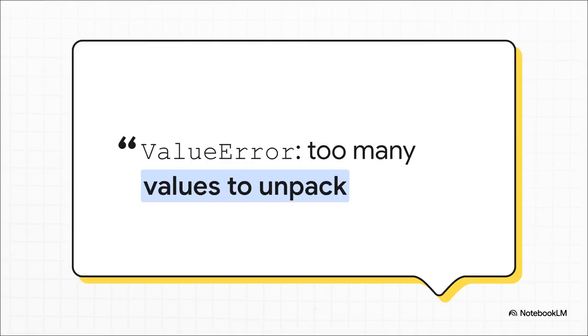And what happens if you break that rule? Well, Python won't try to guess what you meant. It'll just stop and tell you right away with this very specific error, ValueError. It's Python's way of saying, hey, I don't know what to do here. You either gave me too many variables or not enough. It keeps things from getting ambiguous.